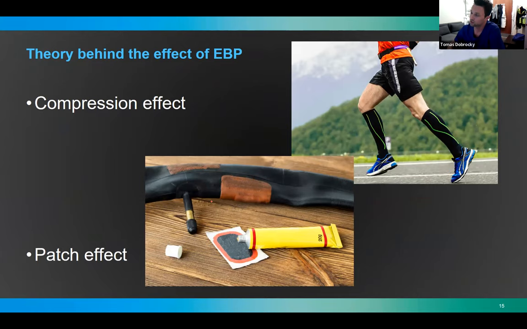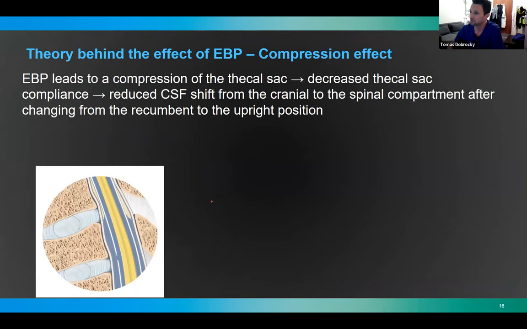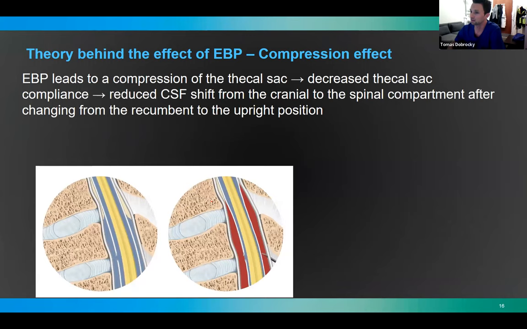So what's the underlying mechanism of a compression effect? You inject some blood, this is going to compress the thecal sac, and decrease the thecal sac compliance, and you're going to push the CSF upwards, right? So you're going to displace some CSF, and you're going to decrease the compliance. And what happens? The CSF is being pushed upwards, and this should improve the clinical status of the patient.